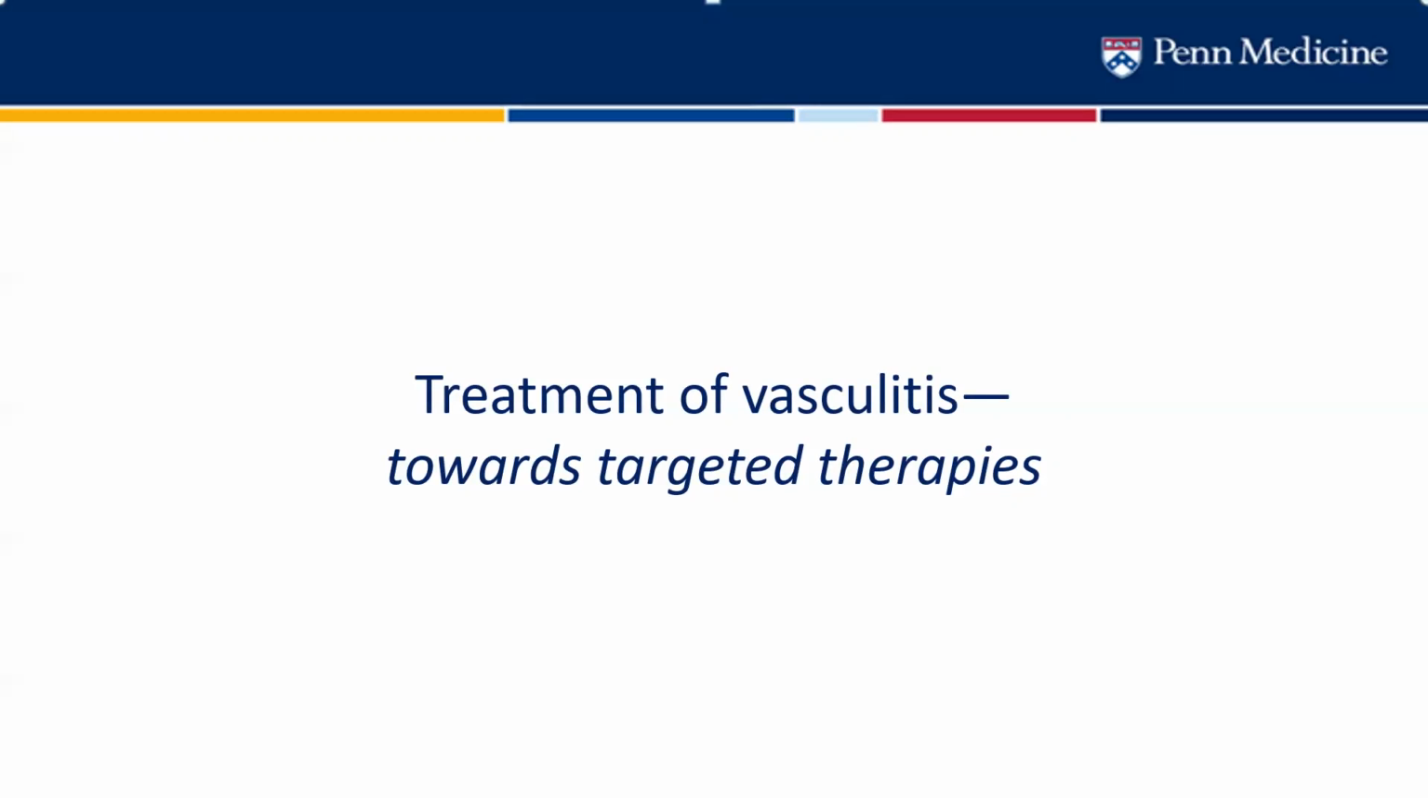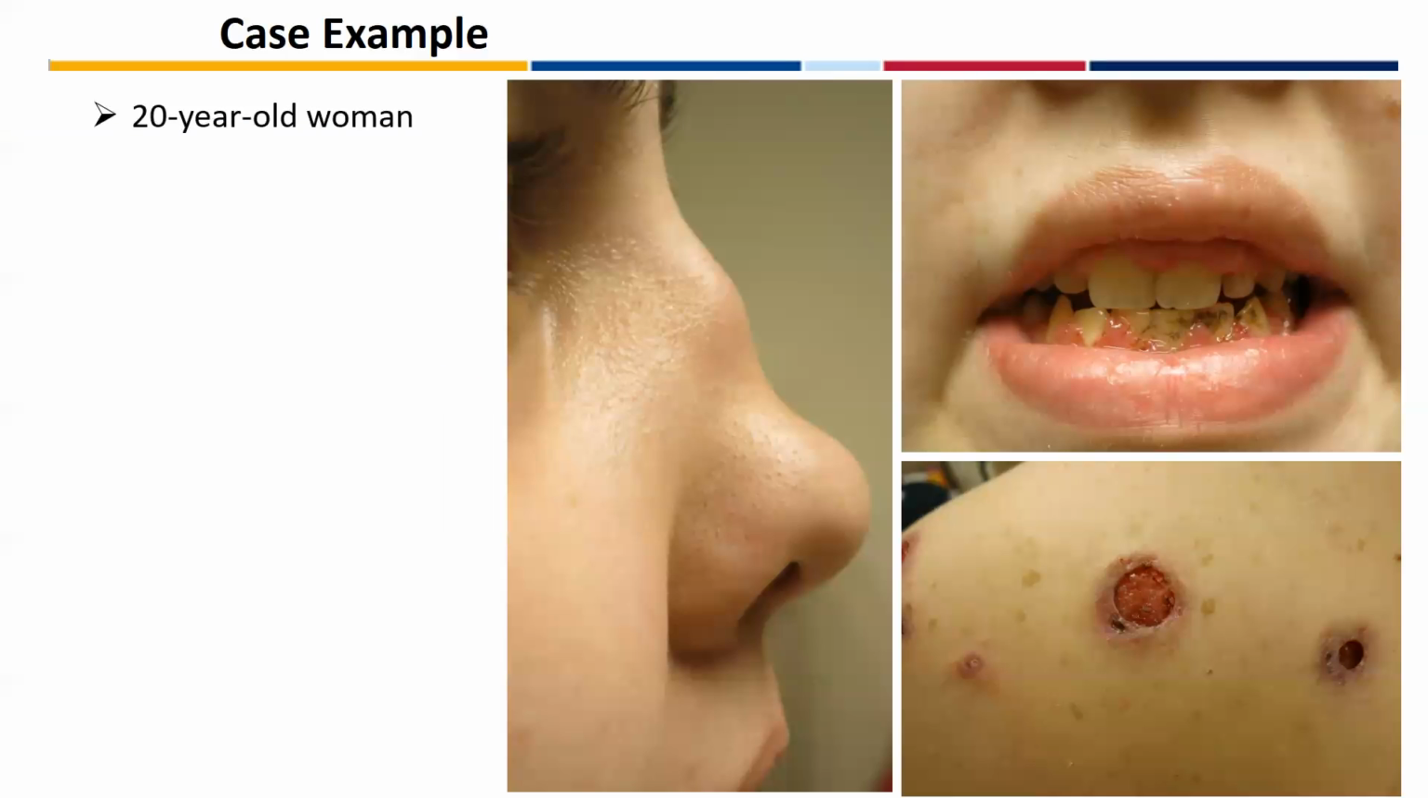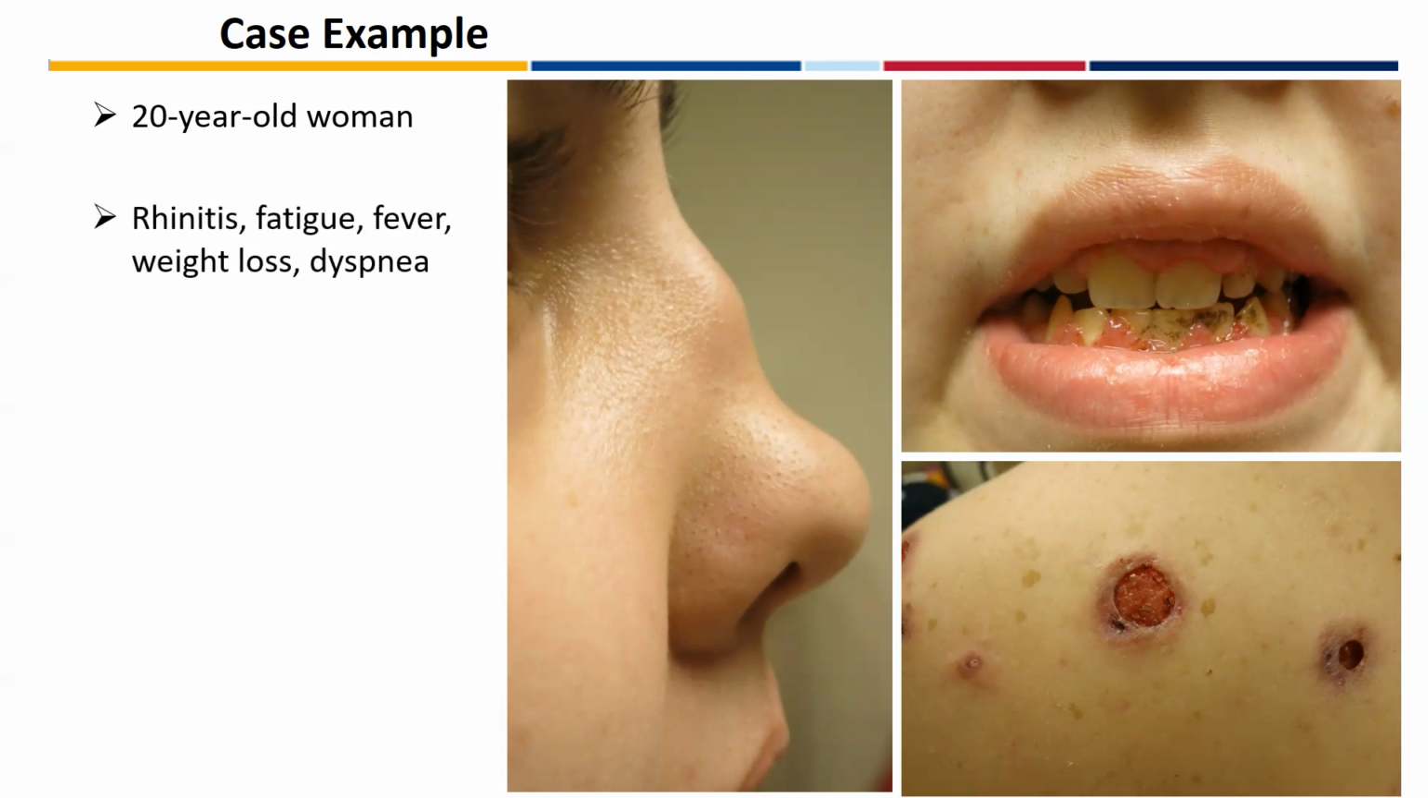So next, let's talk about the treatment of vasculitis, and in particular, targeted therapies. Well, this was a 20-year-old woman who presented to clinic with rhinitis, fatigue, fever, weight loss, and dyspnea. She presented to dermatology for these ulcerative skin lesions, but it was difficult to ignore the saddle nose deformity and the strawberry gingiva that she had as well.